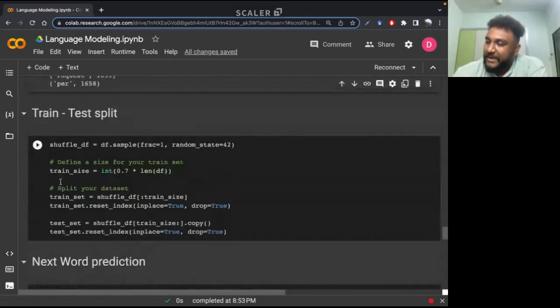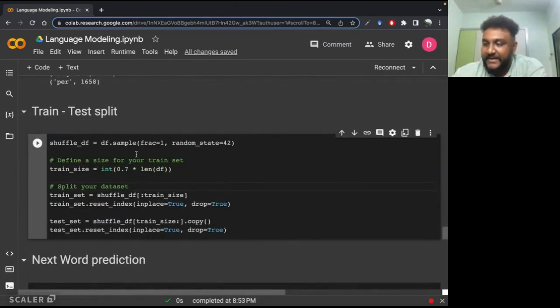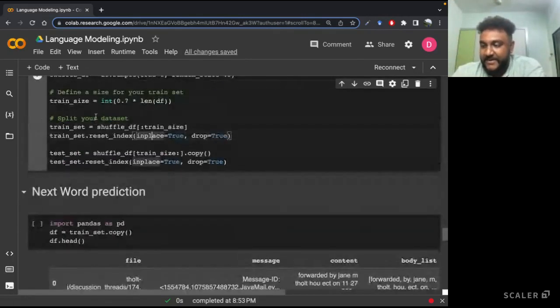Okay. So now that we have done our EDA, let us do a train test split. We're going to do the train test split to basically see can we correctly predict the next few words in our test data set, right? So we're going to take prompts from our test data set and we're going to see if our model is able to correctly predict it or not. Okay, so that is the idea behind this train test split.